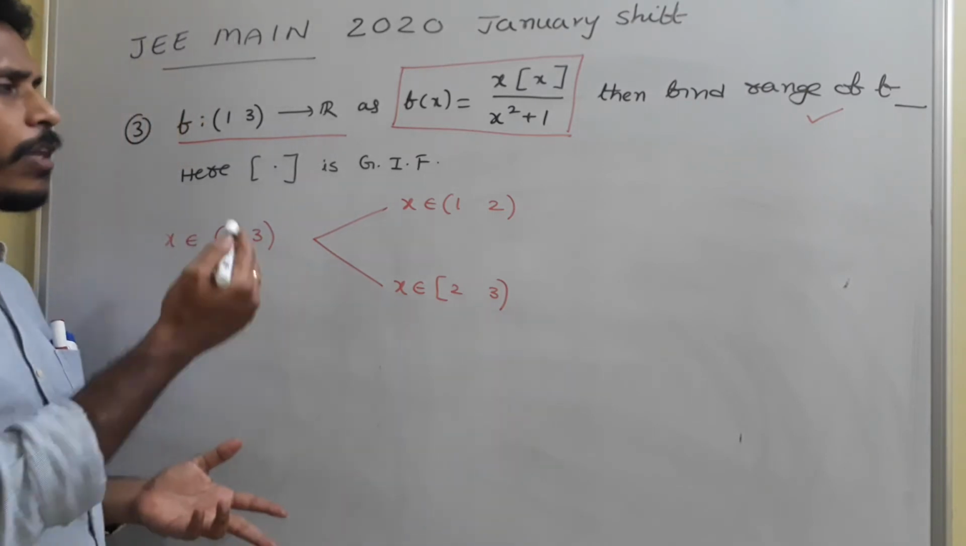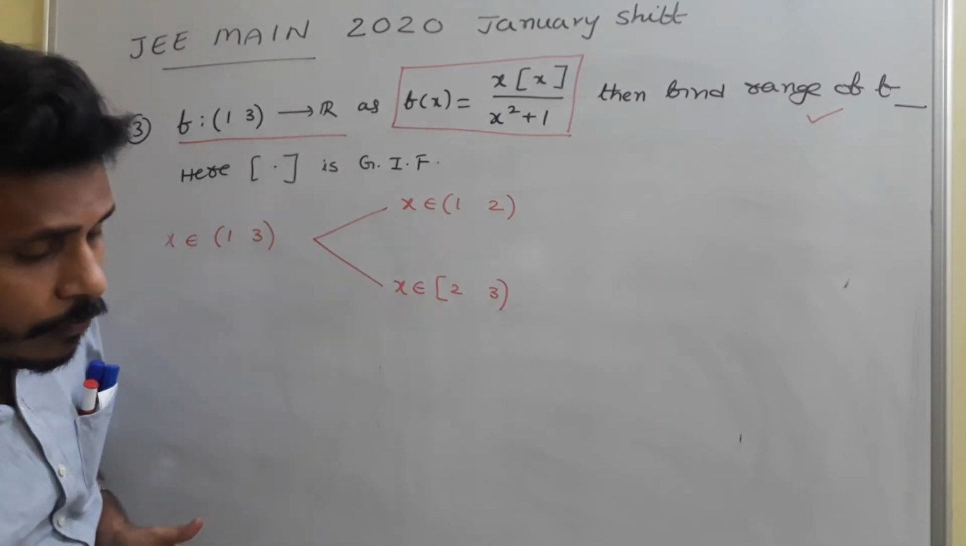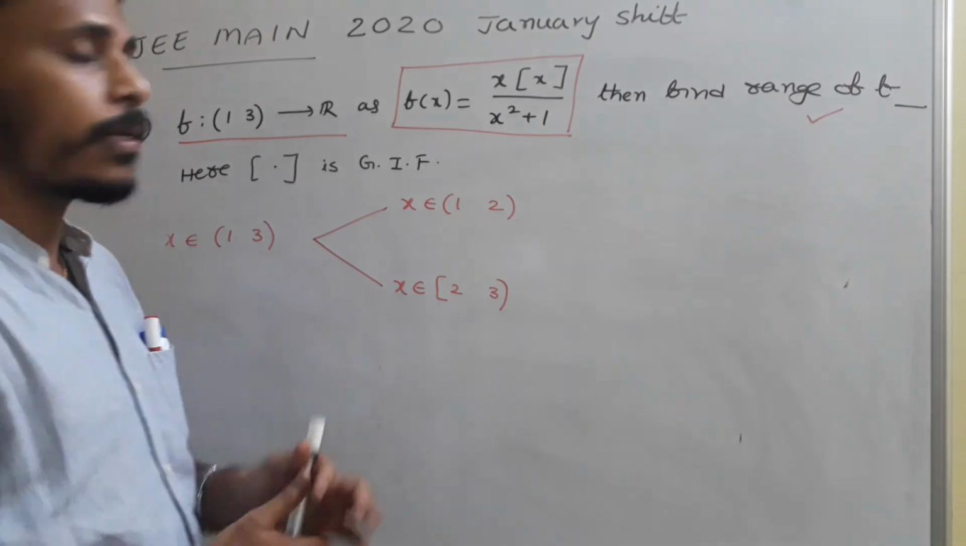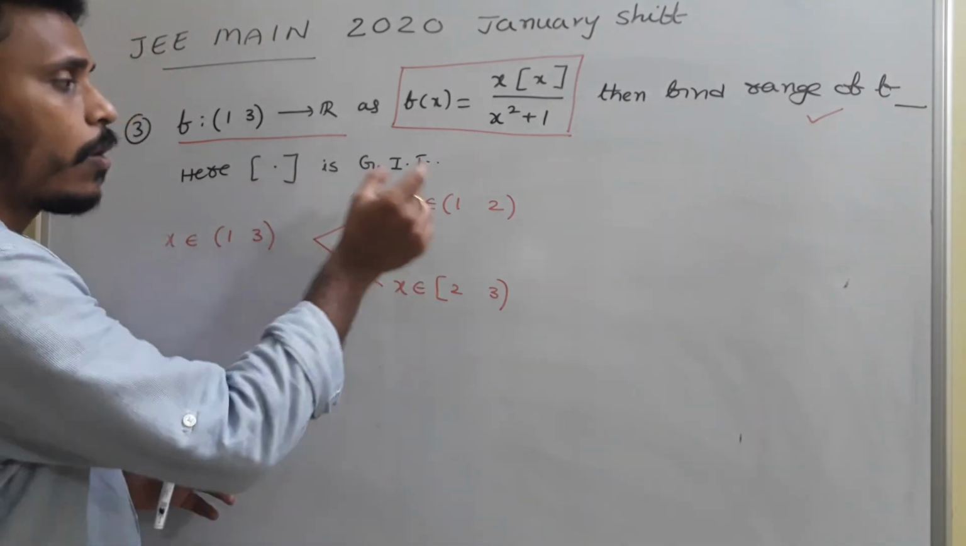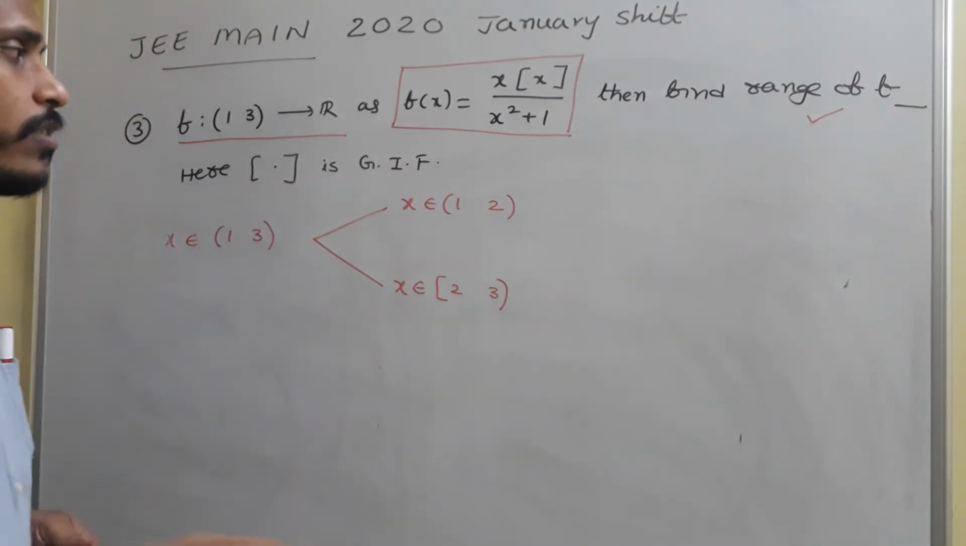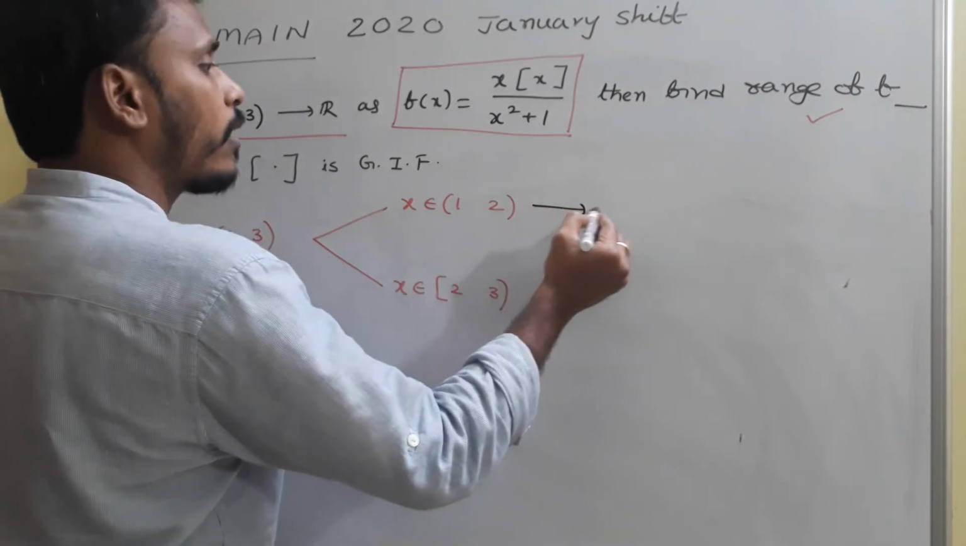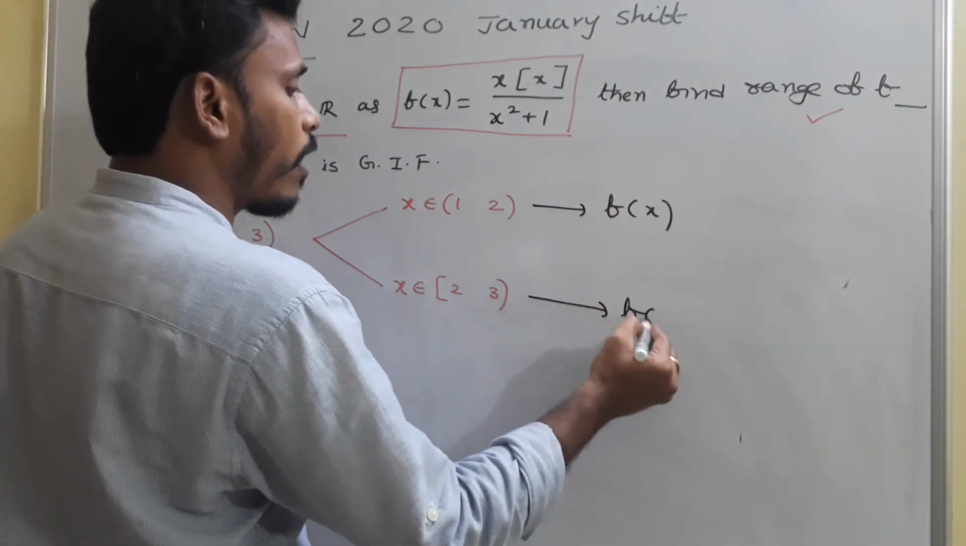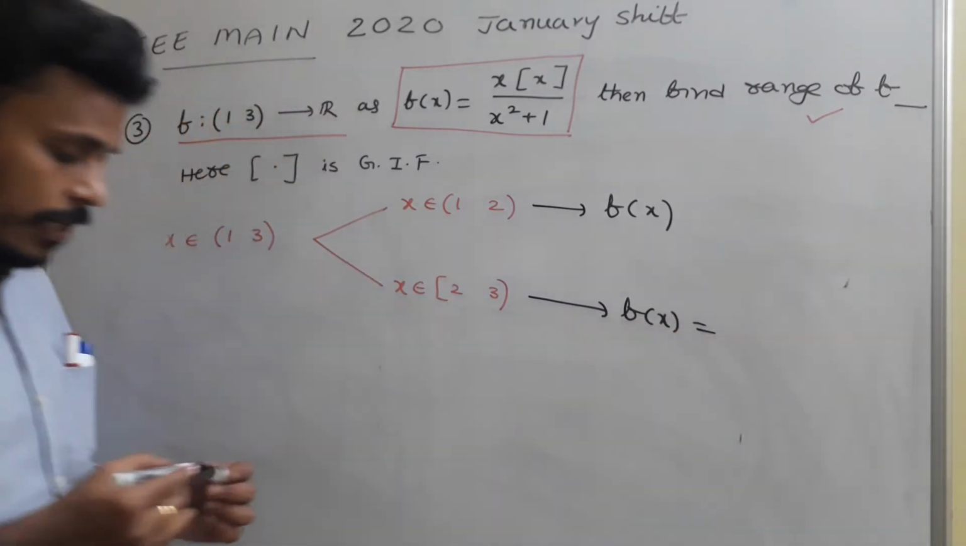X is anything from the domain, and the domain is from 1 to 3. Since the step function is involved, I split the domain into two parts: 1 to 2 is one part and 2 to 3 is the other part. Then in this part, what to say about f of x, and in this part, what to say about f of x. That plays the role.